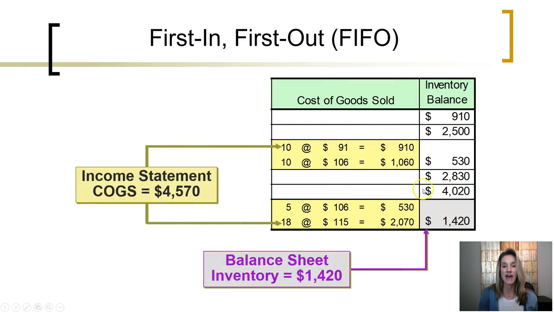So we can see that the amount recorded as cost of goods sold on the income statement under the FIFO method will be the sum of those 2 cost of goods sold transactions, and the inventory reported on the balance sheet will be the ending inventory of $1,420.